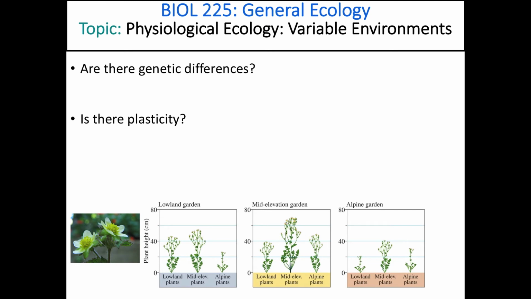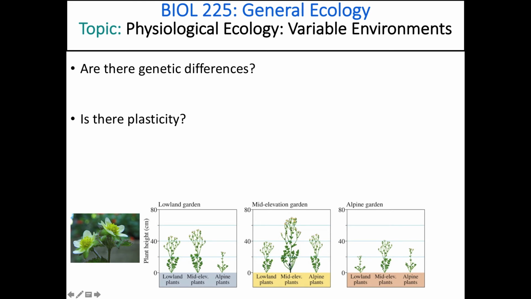And so when we look at this, we should ask ourselves two questions. Are there genetic differences, and is there plasticity? And so let's think back. What was our evidence for genetic differences? If there were no genetic differences, we expect all three types to grow exactly the same in each habitat. That's not what we see, right?